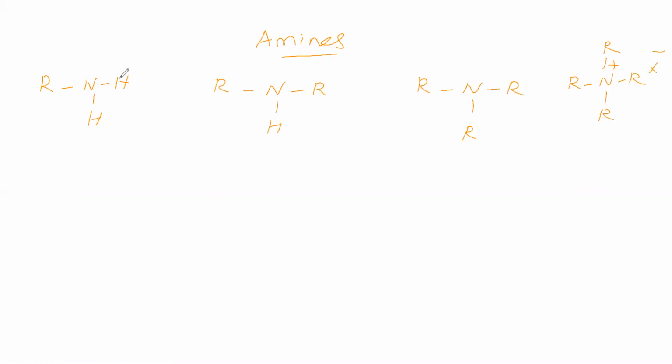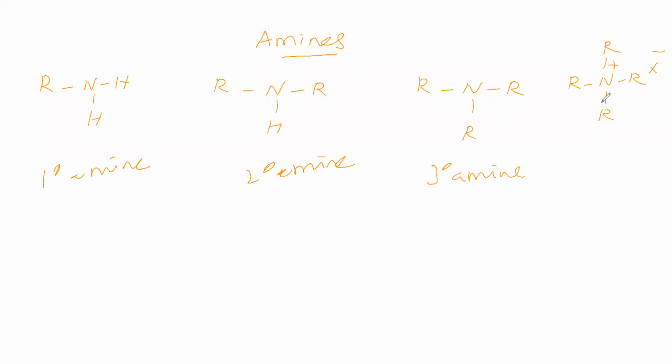In this amine, nitrogen is having two hydrogens. It is a primary amine. This nitrogen is having only one substitution. Here nitrogen is having one H. This nitrogen is having two substitutions, so it is a secondary amine. Secondary amine means nitrogen is having one H. Here this N is not having H. It is having three substitutions. This N is called a tertiary amine.